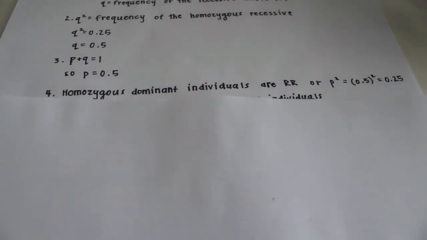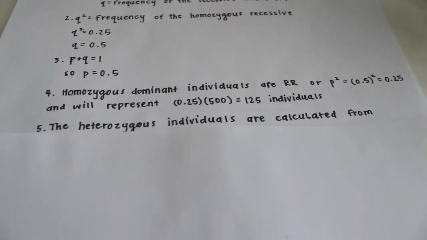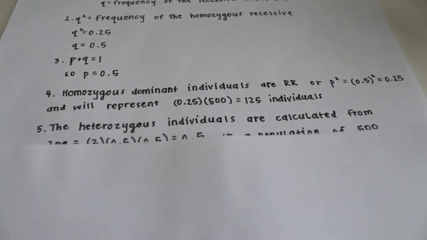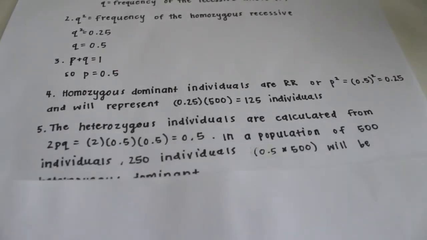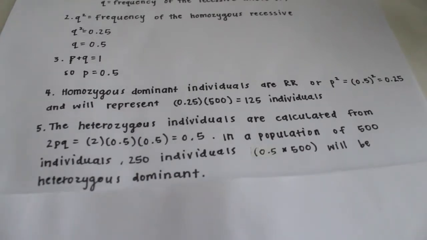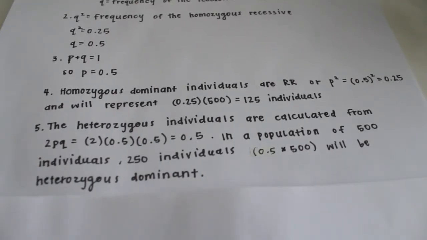Homozygous dominant individuals are p squared, which equals 0.25, and this will represent 125 individuals. The heterozygous individuals are calculated from 2pq, which equals 0.5. In a population of 500 individuals, 250 individuals will be heterozygous.